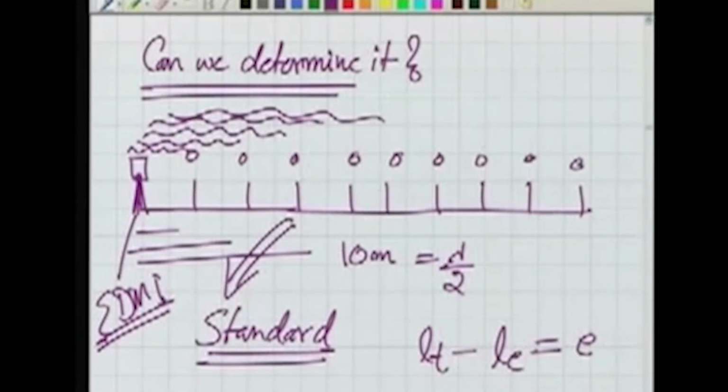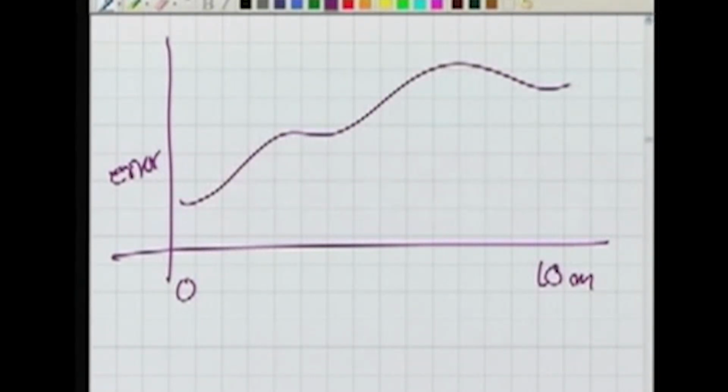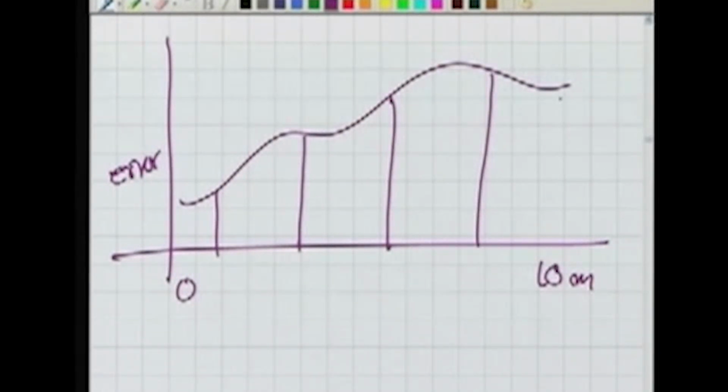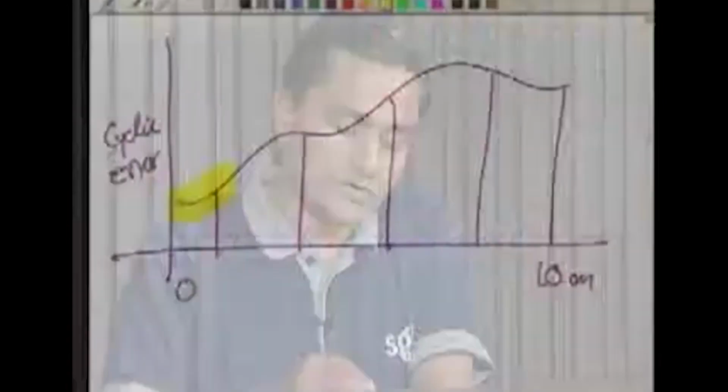Now this difference we can plot. From 0 to 10 meter, the error value might vary like this, whatever. Before we conduct this experiment, we should eliminate from our observations the zero error. So this is only the cyclic error. So for the cyclic error, we can generate a calibration curve like this. So that's our calibration curve for the cyclic error.